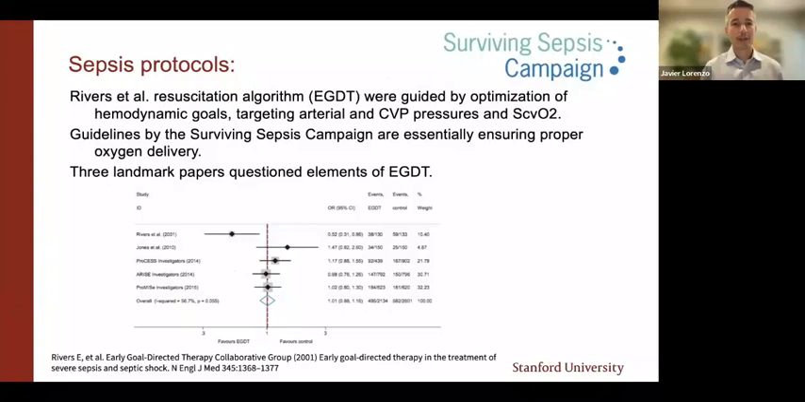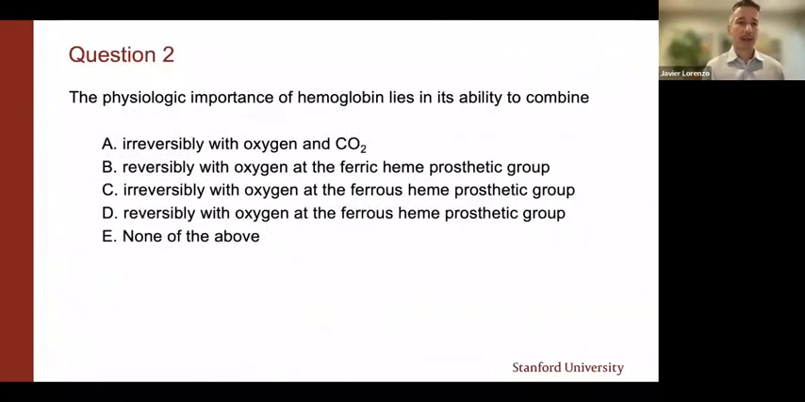And this is just to show you that we've now had 3 landmark papers that have questioned the elements of early goal-directed therapy, such as targeting a central venous sat over 70. We really shouldn't be transfusing. We should actually be maximizing volume status and hemodynamics before we transfuse. So the right answer for that would be a fluid bolus.